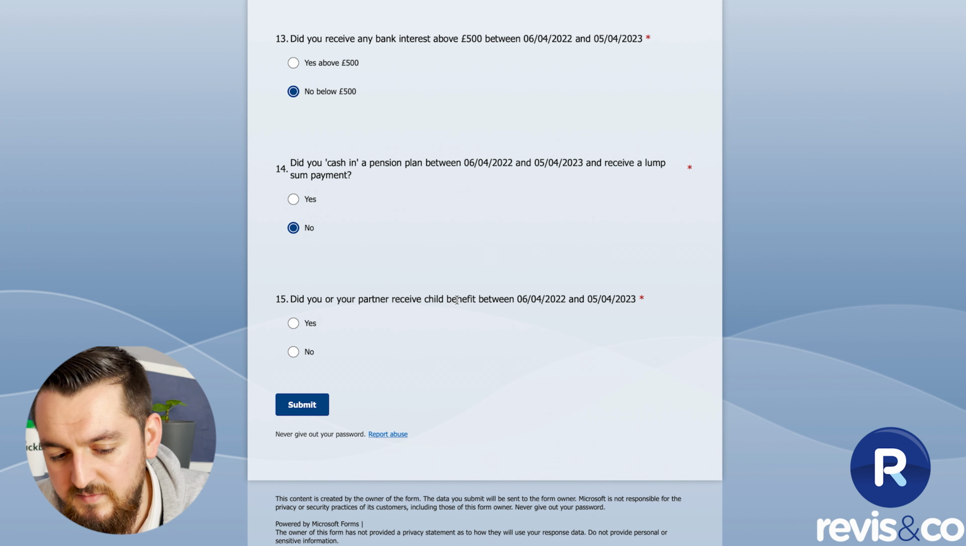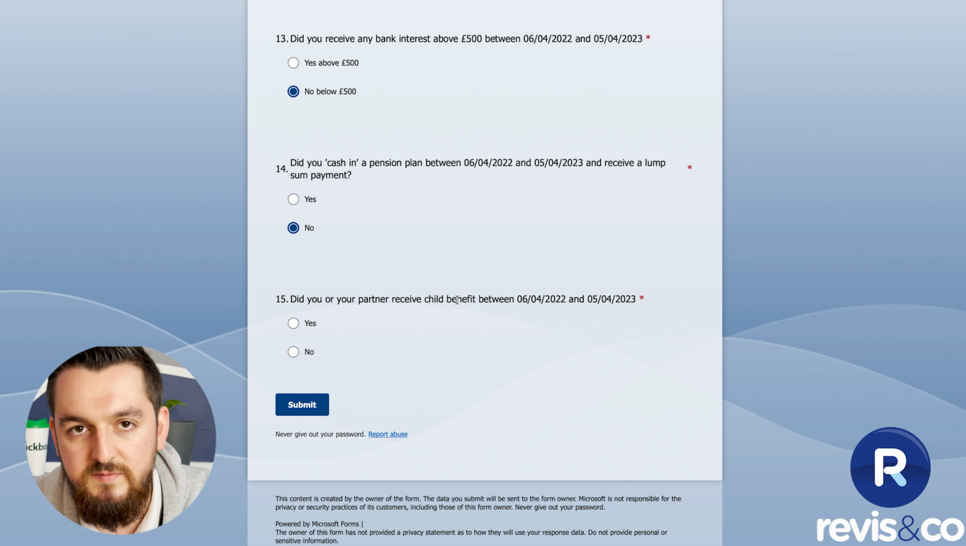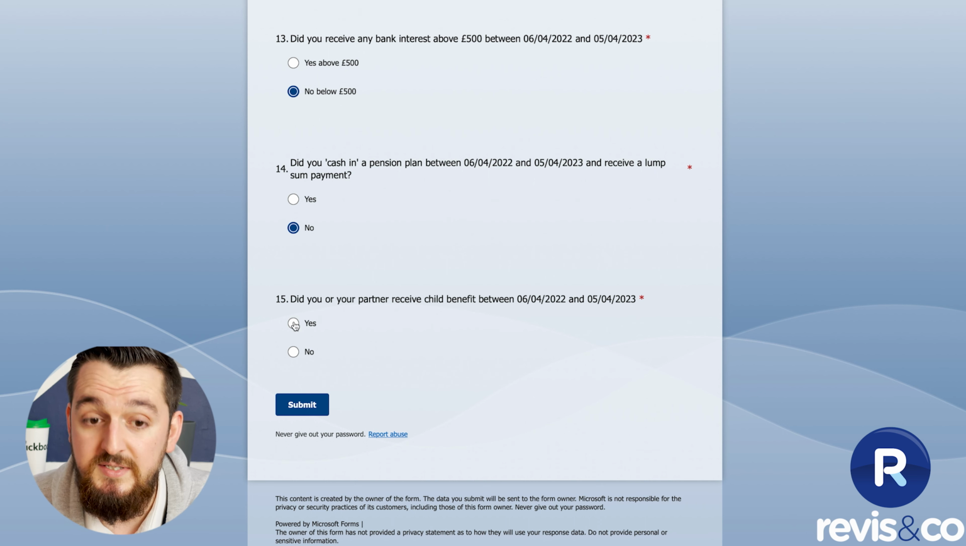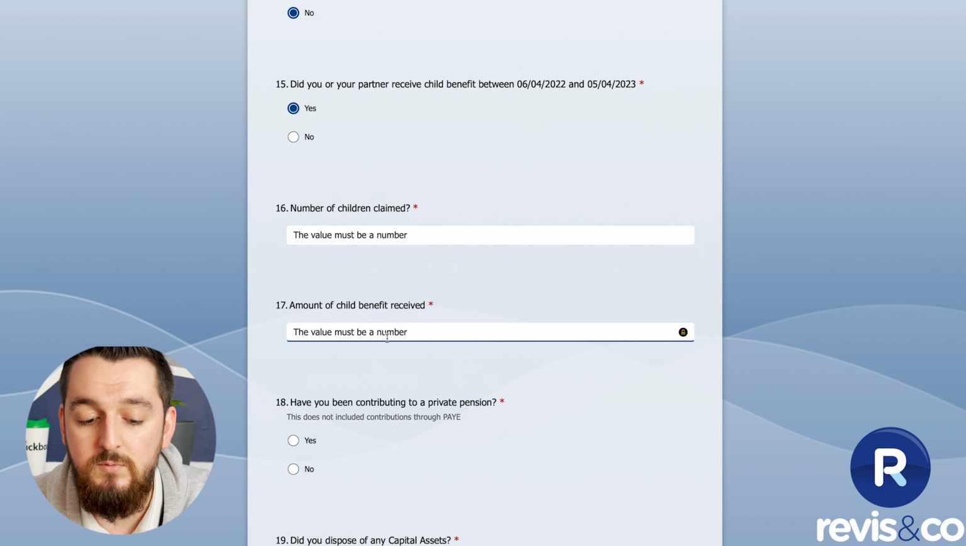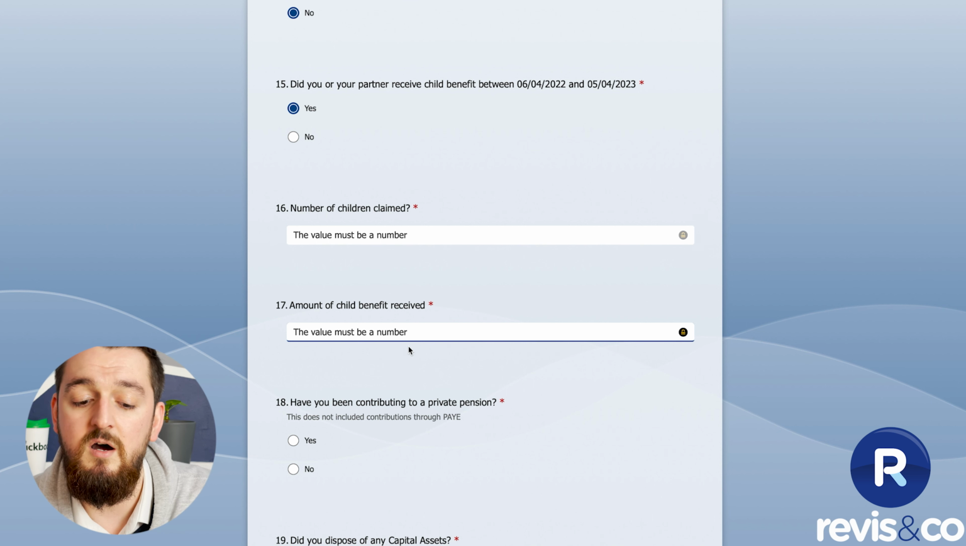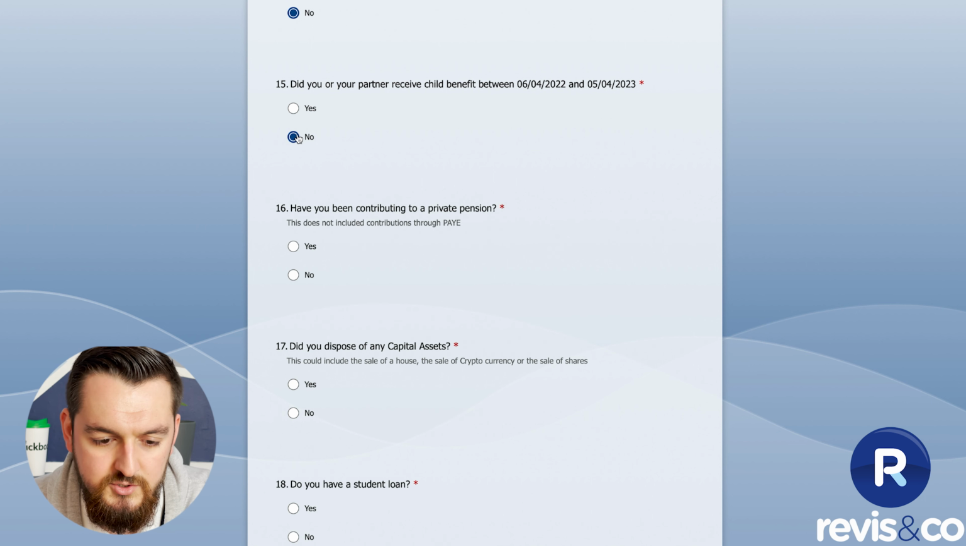Did you or your partner, sorry, so this is quite an important one, receive any child benefit in the year? If you did, you need to put yes, and then the number of children that you've claimed for and the amount of the child benefit that you have received. You can put that in there as a weekly, monthly or annual cost, just make sure that's nice and clear to us, but they are definitely needed for us to be able to complete your tax return. I don't have any children, so I'm going to put no.